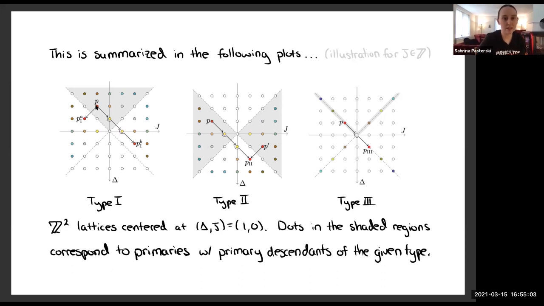In this case, the top one here is the primary, and its primary descendants are the type 1A and type 1B. This diagram is supposed to show that you could start at different values of delta and J and still have these primary descendants. So the colors match the other structures that you would get.